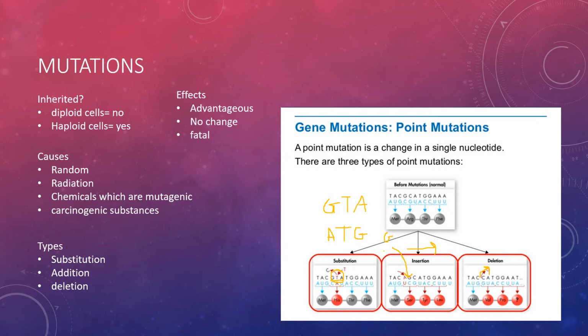And the effects can be advantageous, like in the Spider-Man films where you get bitten by a radioactive spider and then you get superpowers. That would be advantageous because it puts you in a better position than the rest of the population. You can have no change because the code is degenerate, so it could code for the same structure and have the same protein, or it could be fatal and actually kill you.